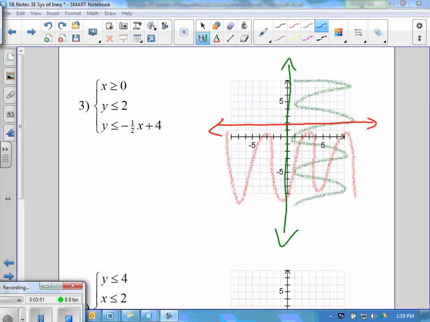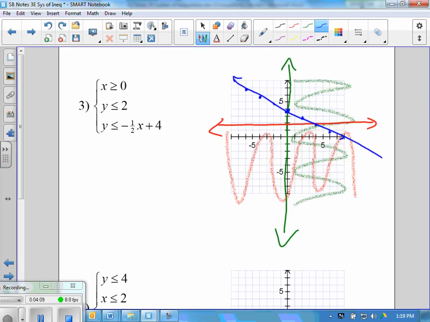Our next line has a y-intercept of 4 and a slope of -1/2. So we're going to get that line in place. And then we're going to consider solid or dotted again. This one is going to be solid. And so here's this line.